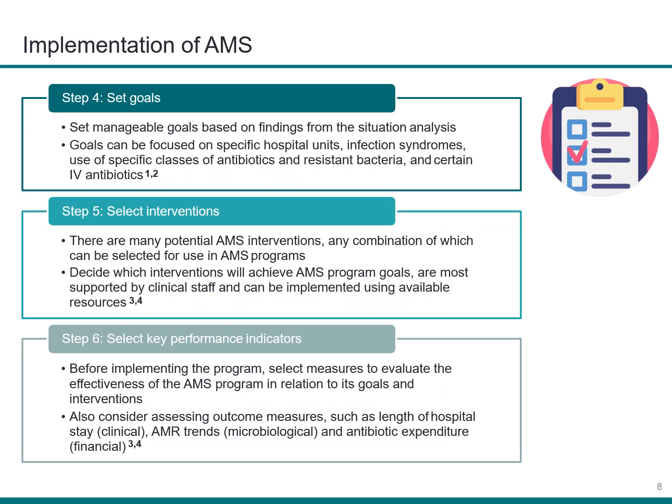Set goals. Set manageable goals based on findings from the situation analysis. Goals can be focused on specific units, infection syndromes, specific classes of antibiotics, and resistant bacteria. Then, upon this, set interventions. There are many potential AMS interventions, any combination of which can be used in an AMS program. Decide which interventions will achieve the AMS program goals and are most supported by clinical staff.